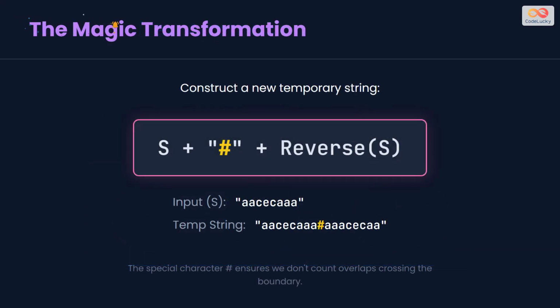Here is the trick. We create a new temporary string. We take our original string S, add a special separator character like a hash symbol, and then append the reverse of S. This combined string helps us find the overlap between the prefix of S and the suffix of its reverse.